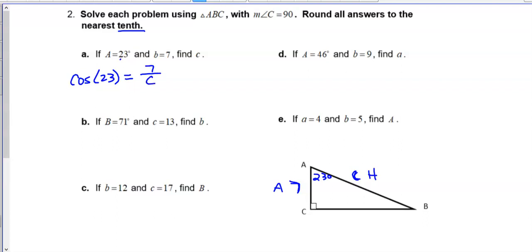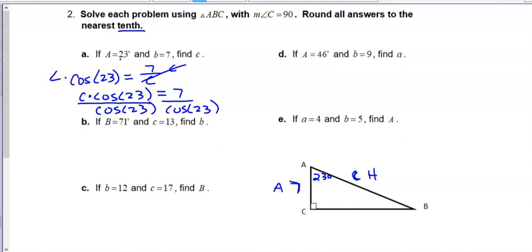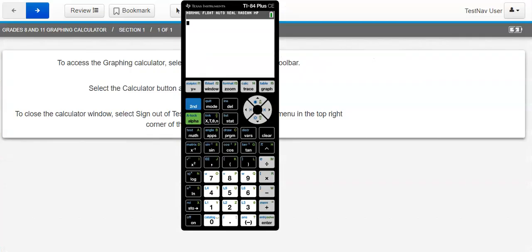And then this is one where we have a little bit more work because the variable is in the denominator. So we can multiply both sides by c. So now we have c times cosine of 23 is equal to 7. And then we have to get rid of times cosine of 23, so divide by cosine of 23. So now we have c is equal to 7 divided by the cosine of 23.